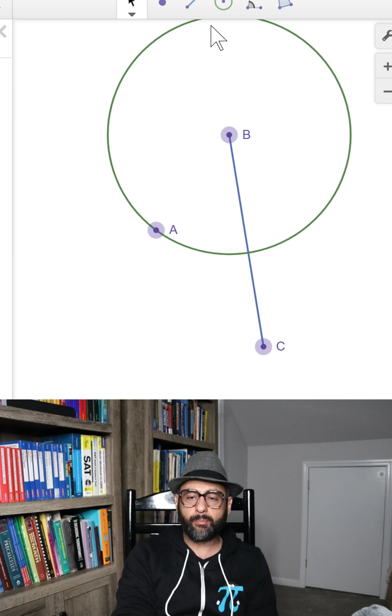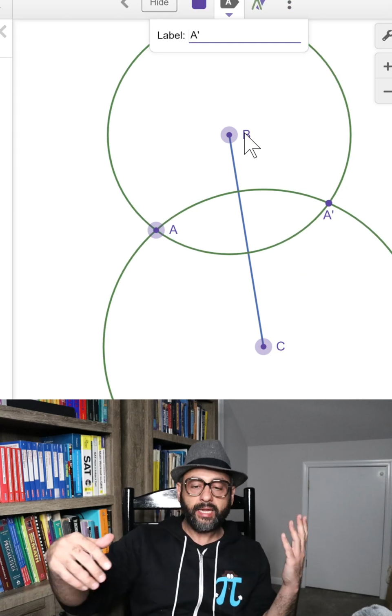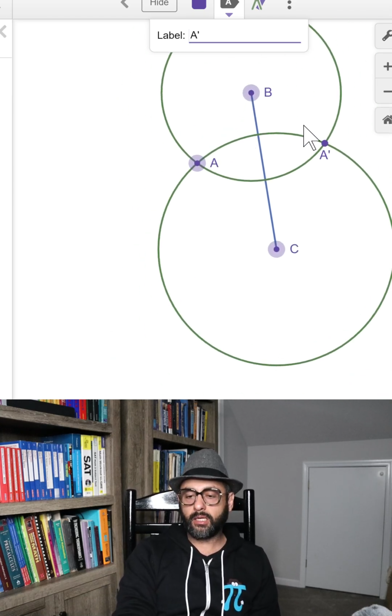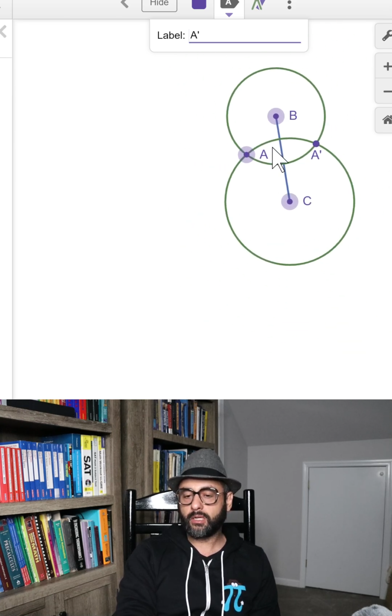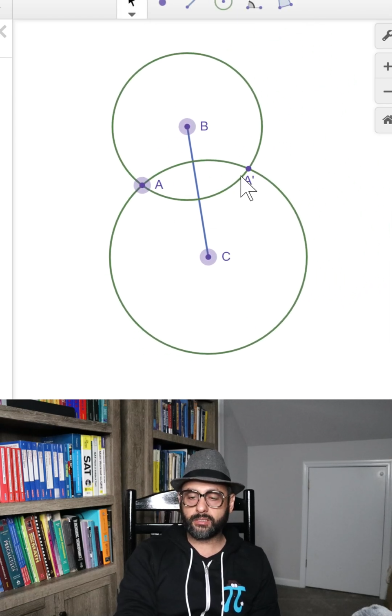Similarly, CA and CA prime are congruent. So if I have a circle centered at C through A, then CA is congruent to CA prime because they both have to be radii of the same circle. The intersection of those two circles has to be the location of A prime. So we've constructed the reflected point, and there it is. So that's the full theorem.